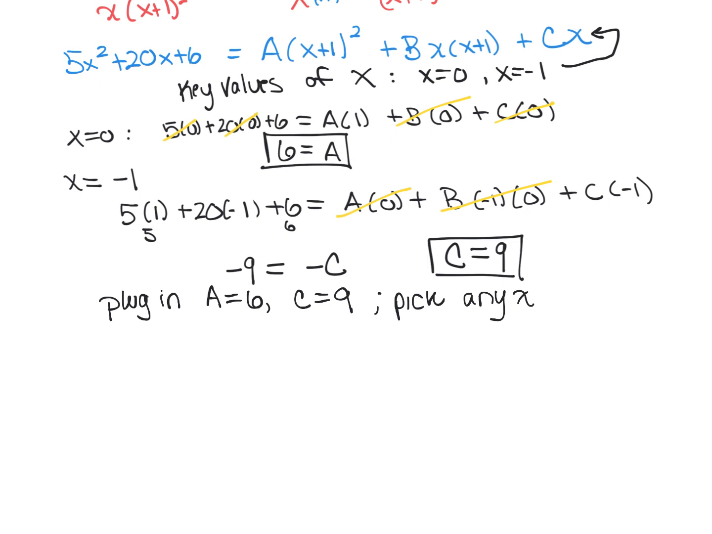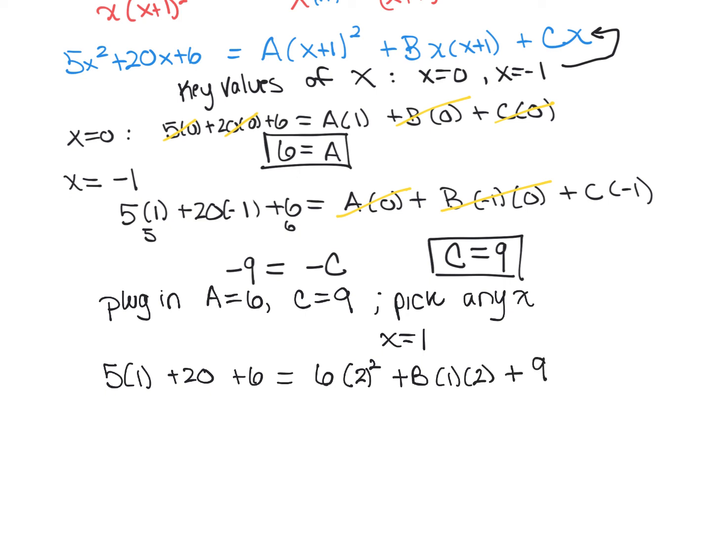Let's make our lives easy. Let's pick x equals 1, because 1's an easy number to plug in. So I have 5 times 1 plus 20 plus 6 equals a is 6, times 1 plus 1 is 2 squared, plus b, x is 1, and then 1 plus 1 is 2, plus c was 9, and then x is 1.